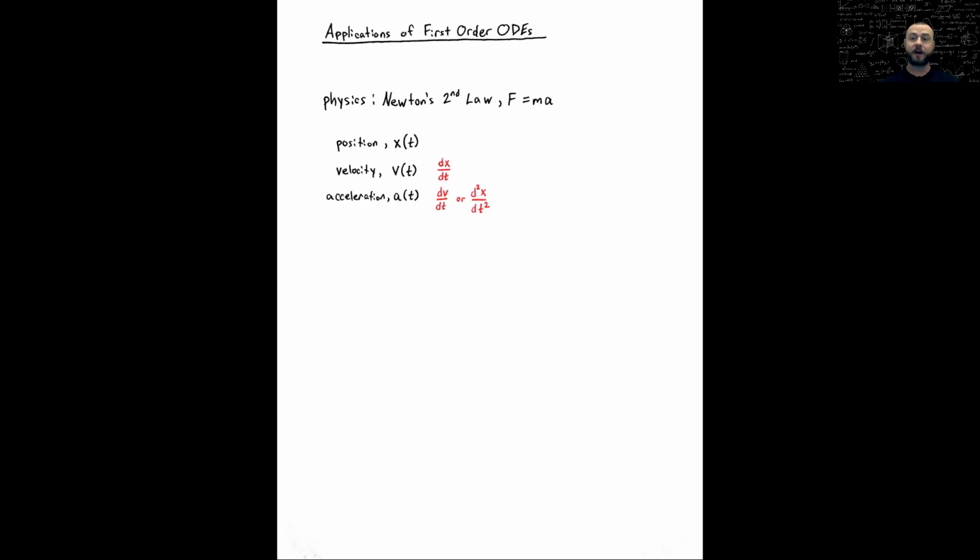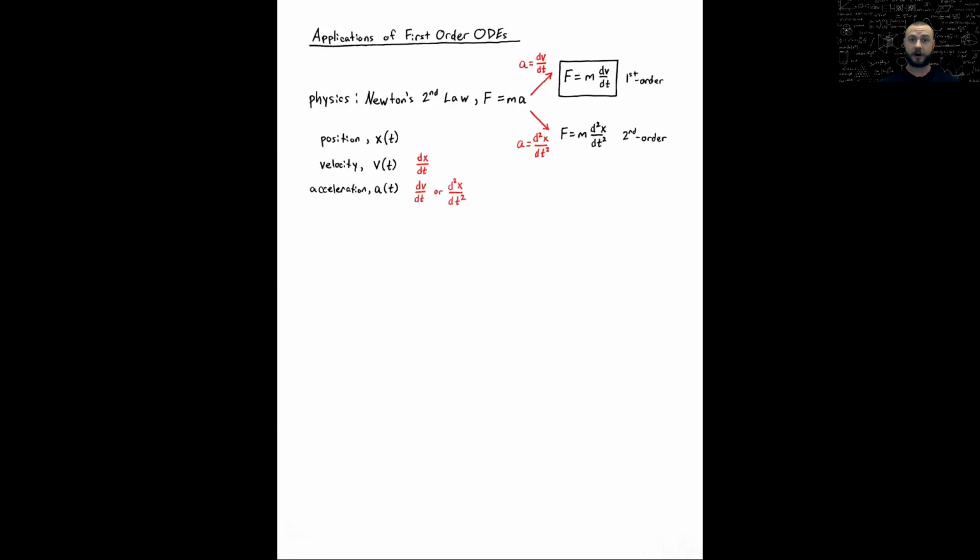And this is going to come by looking down there at acceleration. We have two different ways to think of acceleration. We could say acceleration is the first derivative of velocity with respect to time, or we can say acceleration is the second derivative of position with respect to time. And if we plug those two different expressions for a into Newton's second law, what we get are two different types of differential equations. The upper route, where we're replacing the acceleration with the derivative of velocity with respect to time, gives us a first order ODE, which is what we're going to focus on in this lecture.